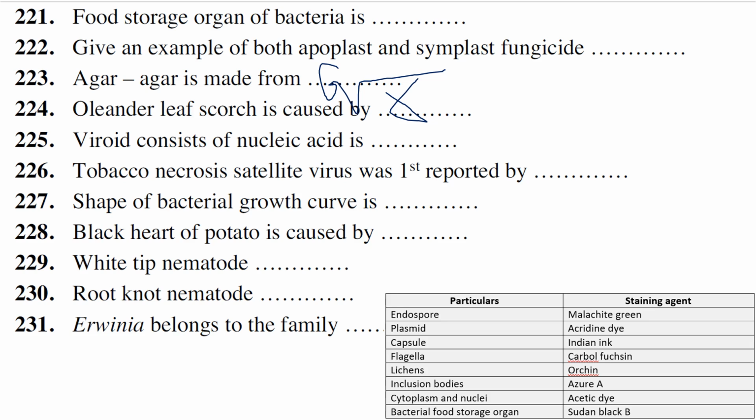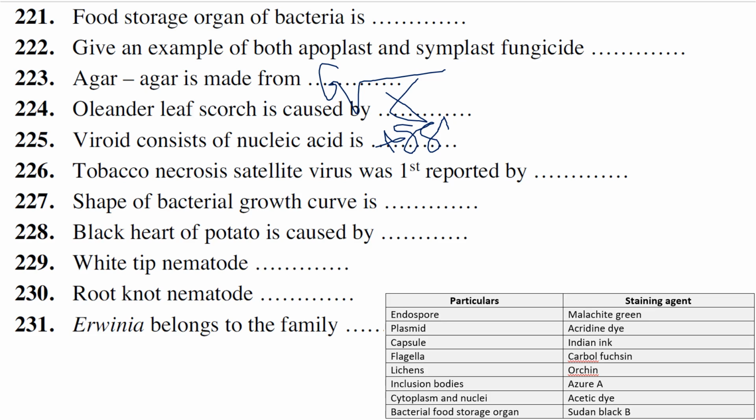Viroids consist of nucleic acids. So viroids generally consist of a nucleic acid, single stranded RNA, positive single stranded RNA. So far 40 viroids have been discovered and reported. All the 40 viroids contain positive single stranded RNA as a genetic material. Tobacco necrosis satellite virus was first reported by Kassanis. So Kassanis was the first person who reported this tobacco necrosis satellite virus.